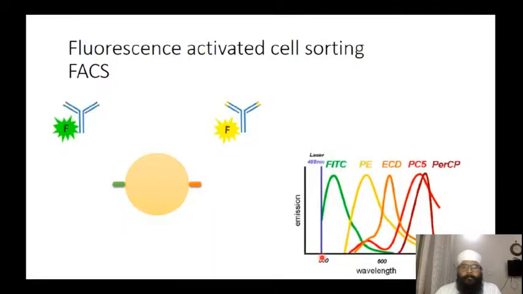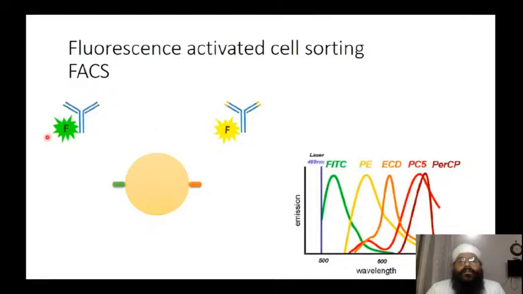Of course, I can also study two proteins, not only one. To study two proteins, I need two specific antibodies, because I need one specific antibody for each protein. But I need to label every antibody with a different fluorophore. Every fluorophore emits light in a different wavelength, and I need to know the wavelength every fluorophore emits light in.